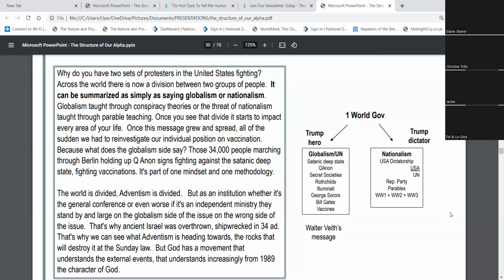The world is divided. Adventism is divided. But as our institution, whether it's a general conference or even worse, if it's an independent ministry, they stand by and large on the globalism side of the issue, on the wrong side of the issue. That's why ancient Israel was overthrown, shipwrecked in 34 AD. That's why we can see what Adventism is heading towards, the rocks that will destroy it at Sunday law. But God has a movement that understands external events, that understands increasingly from 1989, the character of God.